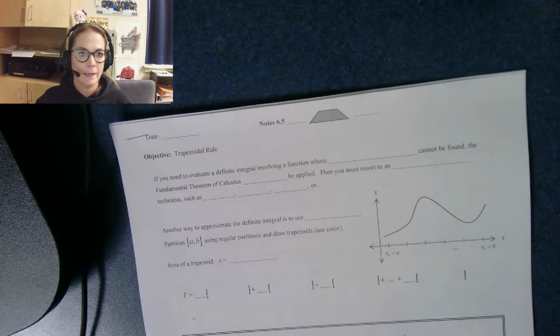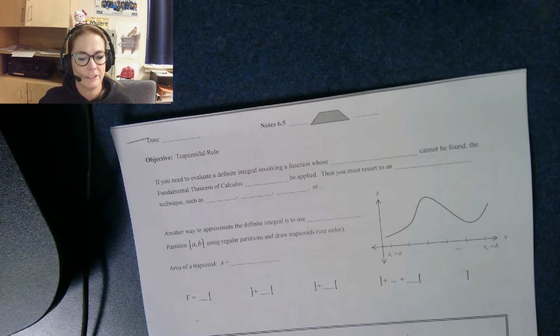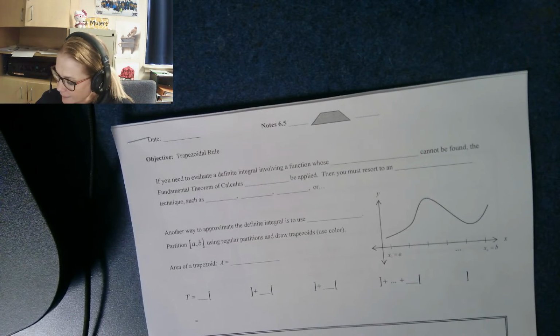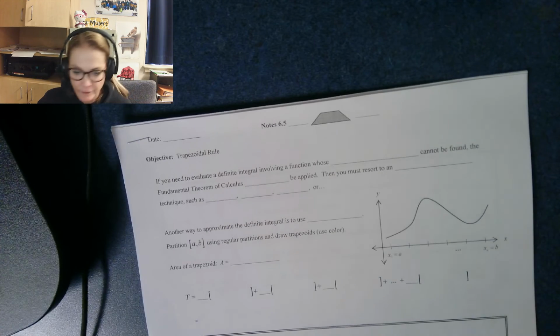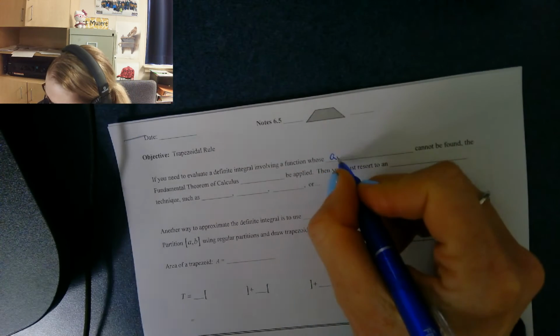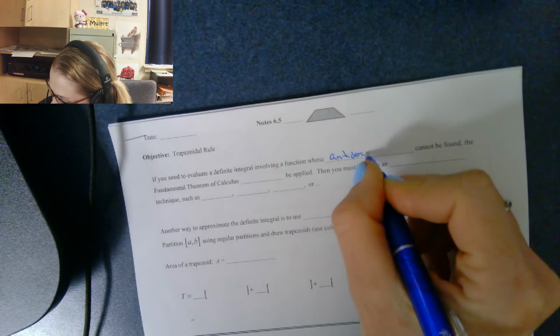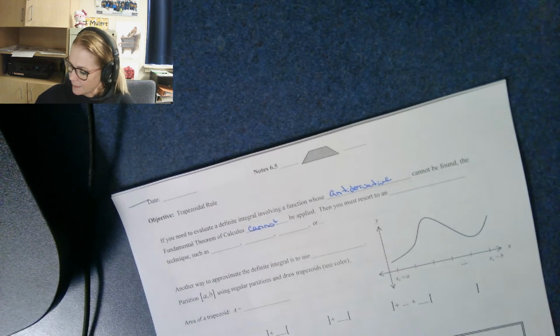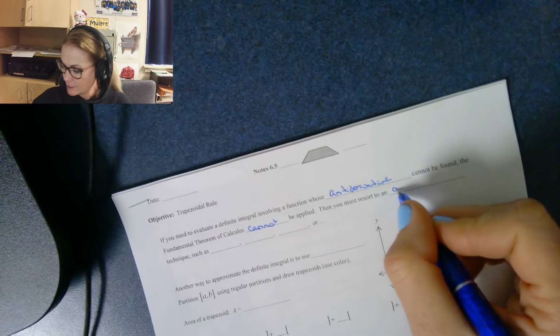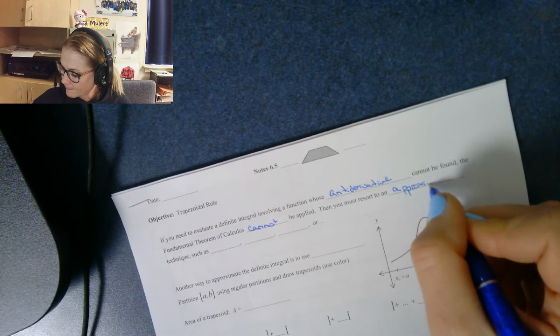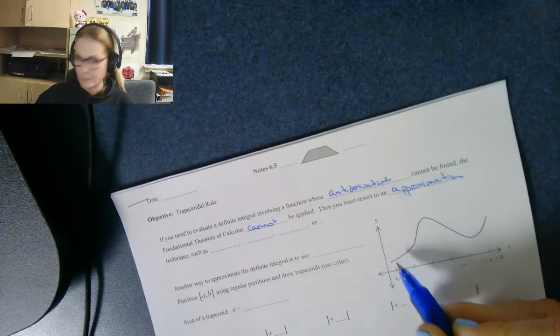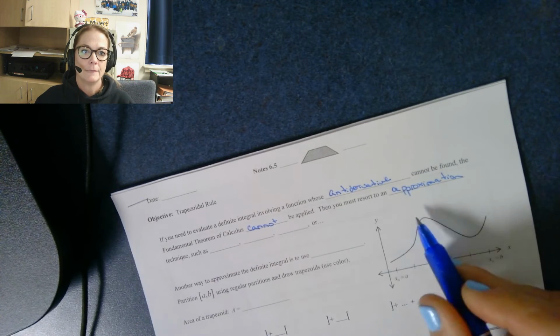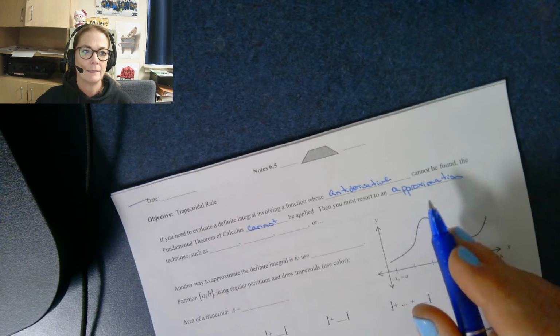The trapezoid rule is just another approximation method. If you need to evaluate a definite integral involving a function whose antiderivative can't be found, FTC number 2 cannot be applied. Then you must refer to an approximation method. Say we don't know how to take this antiderivative, so we're going to do an approximation method.